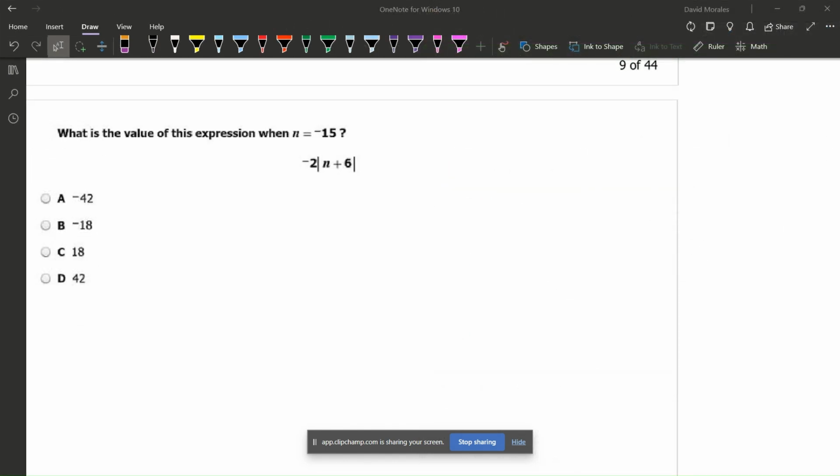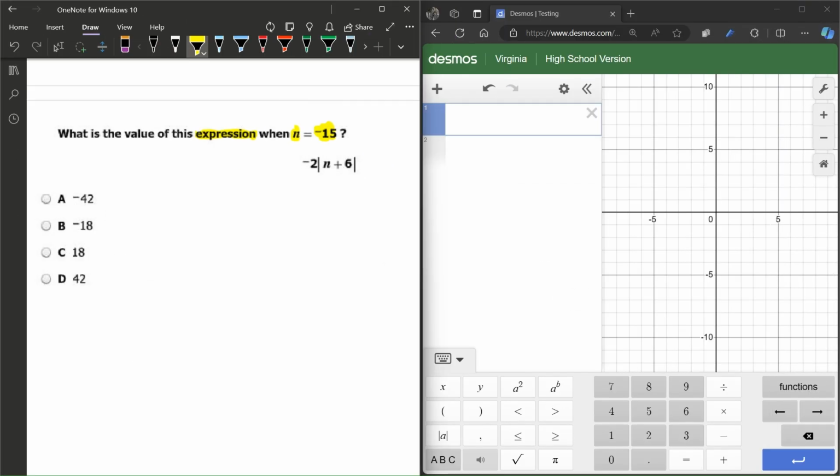Okay, so when they say the expression, again, we don't see an equal sign here, right? But when they define n, when they say, hey, n equals negative 15, when they tell you what n is, the only difference between this problem and previous expressions is this time when you type in the problem, like negative 2 absolute value, we can use n, by the way. So we're going to type n plus 6, as long as we don't use x or y.